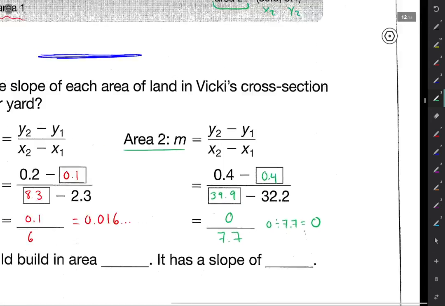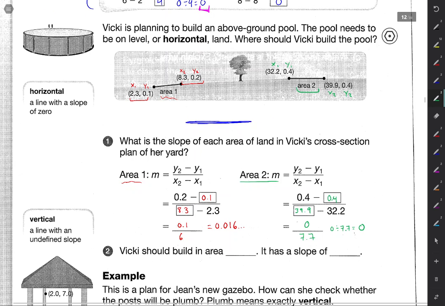And when a line has a slope of 0, that means that it is entirely horizontal. And it says that just off to the side over here. A horizontal line is a line with a slope of 0. So when we're looking at Vicky's situation of where she should build her pool, and she's looking for a horizontal land to do so, we want to pick the area with 0 slope, which would be area number 2. So Vicky should build in area 2. It has a slope of 0. And I'm just going to put, therefore, it's horizontal.